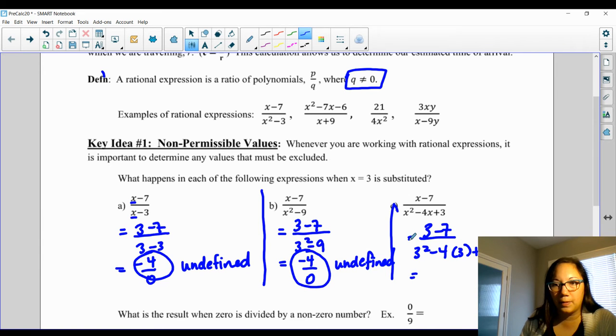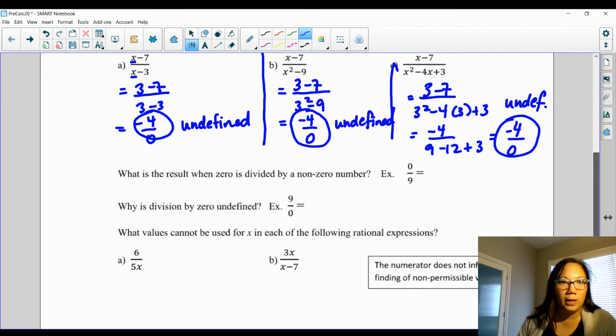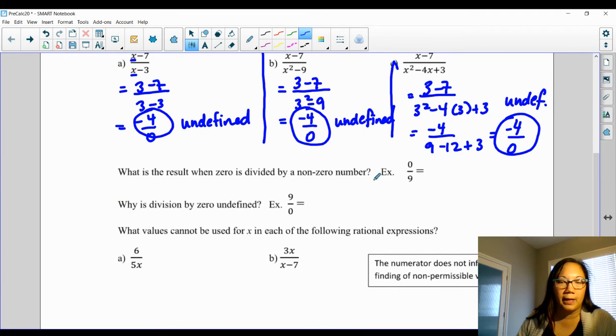So on the top, I have -4, and on the bottom, I have 9 minus 12 plus 3. 9 minus 12 is -3, plus 3 equals 0. So I've got a problem yet again. I have another undefined answer here. So looking below, what is the result when 0 is divided by a non-zero number?